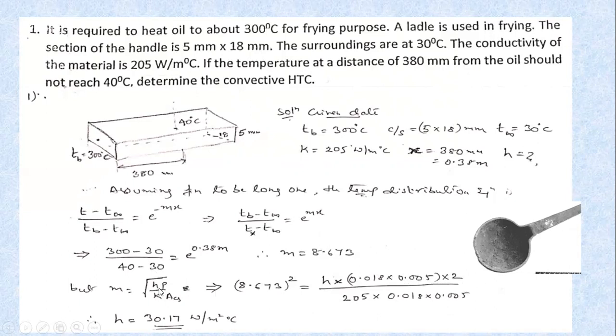So 2 times that, divided by k. K value is conductivity 205 and the area of cross section. What is the cross sectional area? 18 mm by 5 mm, so in terms of meters as given. And finally, if we substitute, the only unknown we get is h, and if we simplify, we get the value of h as 30.17 watt per meter square degree centigrade.